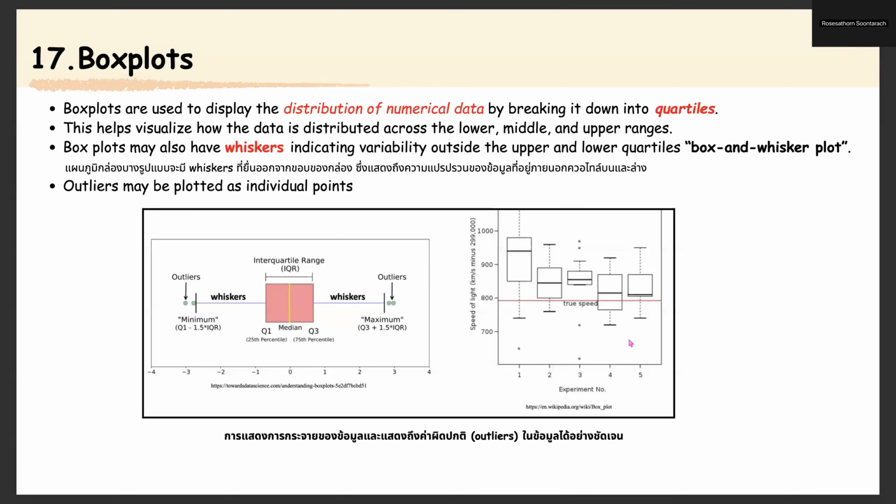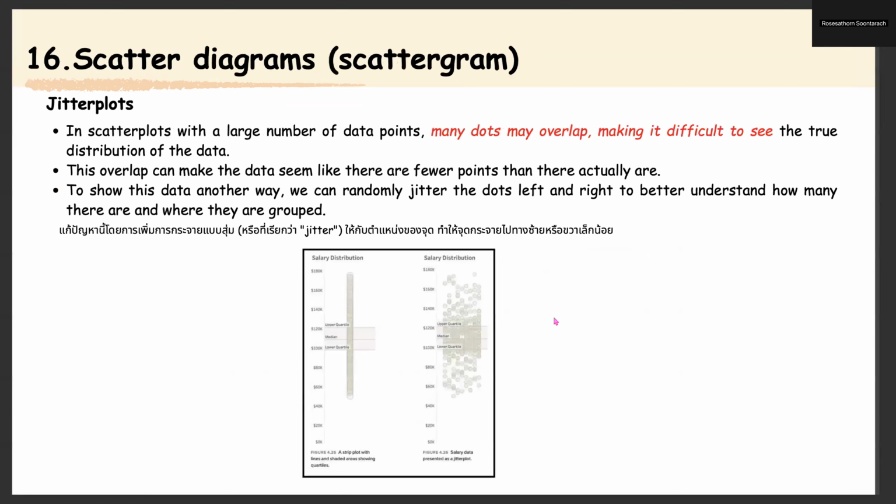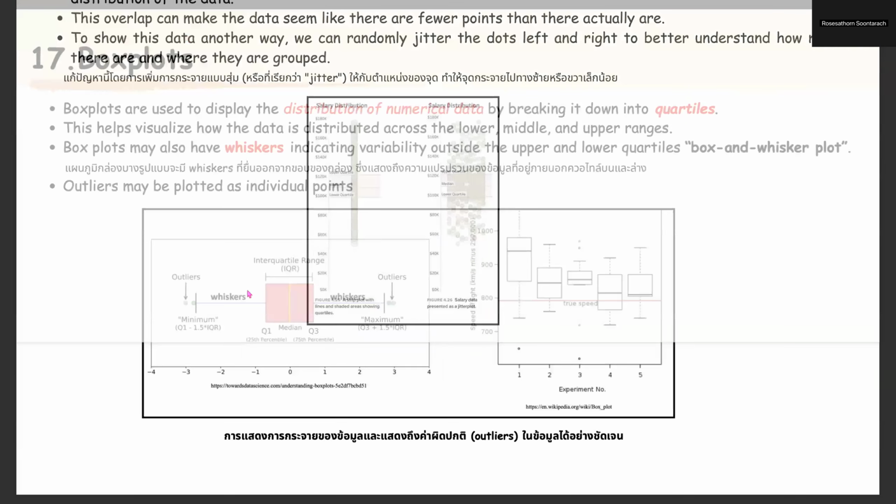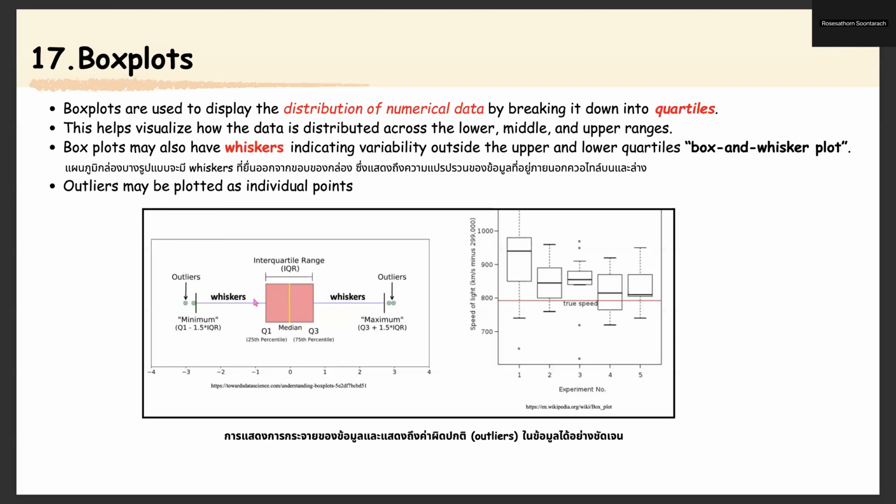And box plots. Box plots are used to display the distributions of numerical data by breaking it down into quartiles. This helps visualize how the data is distributed across the lower, middle, and upper range. This also has a whisker, like this, which indicates variability outside the upper and the lower quartile. Sometimes we call it a box and whisker plot. Sometimes the outliers may be plotted as individual points, like this.